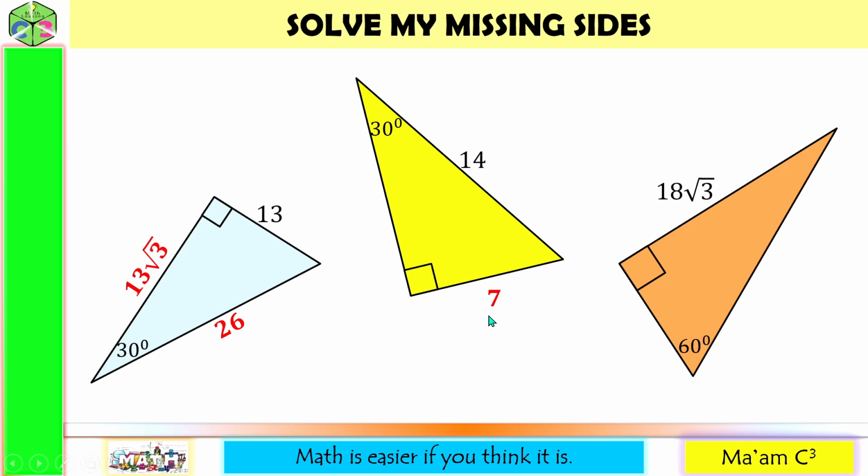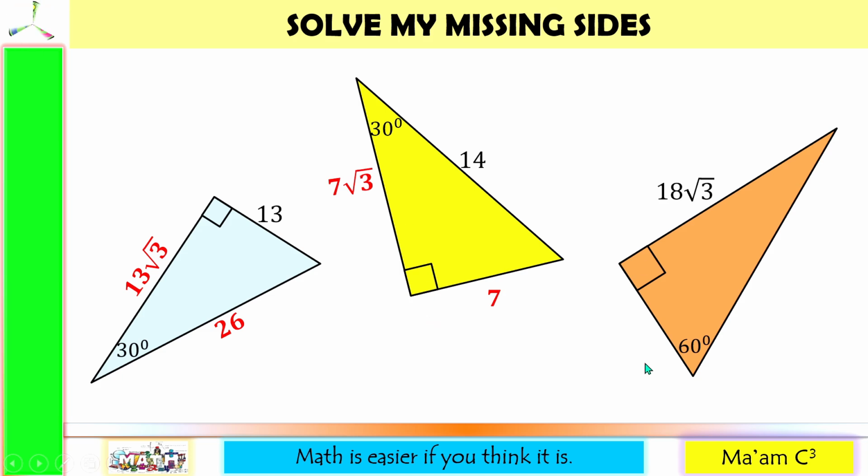So let us check it. If you have the shorter leg, multiply it by 2, then you will have the hypotenuse. And 7 times 2 is 14, so 14 here is correct. For the longer leg, we simply have to multiply the shorter leg by square root of 3. So this is 7 square root of 3.